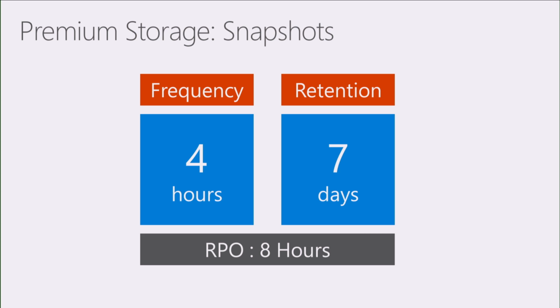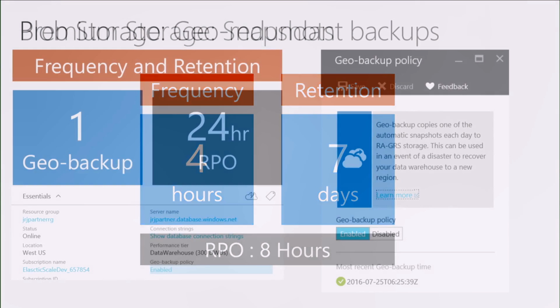Okay, so in the premium storage tier, we also have our snapshots. So snapshots, you can programmatically see in DMVs. We take snapshots every 4 hours, and we offer an RPO, so we guarantee, of 8 hours. We retain every snapshot for 7 days, and note that snapshots are differential, so you're only being charged for the pages that have been changed since your last snapshot.